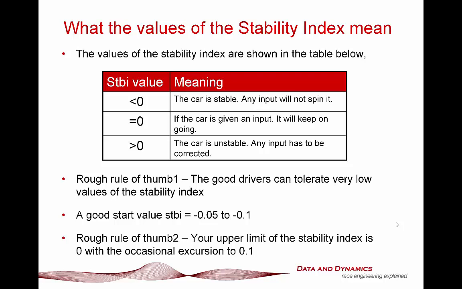Now, rough rule of thumb here. The thing that separates the superstars from your mere mortals when it comes to driving a race car is that really, really good drivers can tolerate a really low value of stability index. And that's really the thing that sorts the Sennas, the Michael Schumachers, the Lewis Hamiltons, the Max Verstappens from your journeyman race car drivers. That's a case in point.